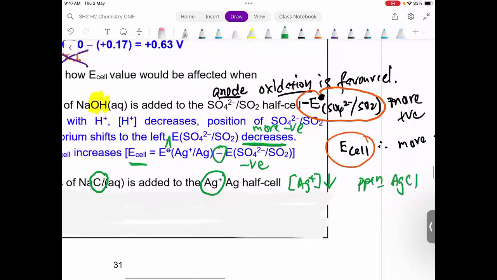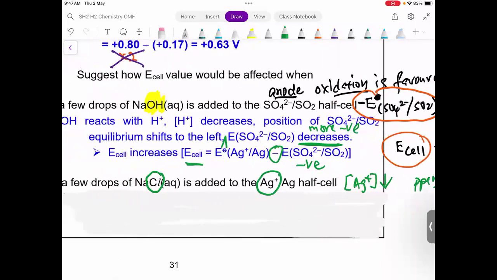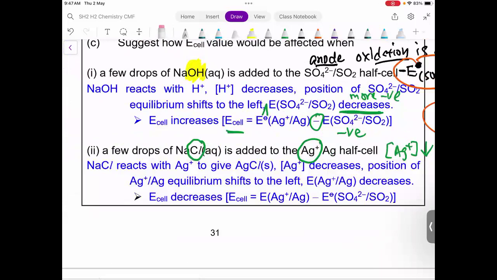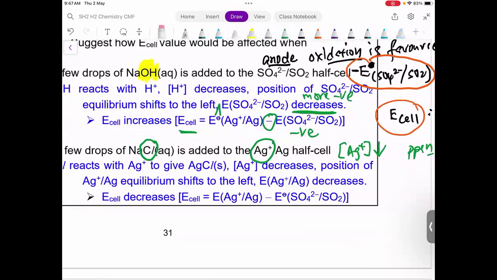Okay, so when this drops, does it favor the reduction process or less favor? It will favor the reduction process less. So this means that your E value, the reduction value, will become less positive. Right? So this is what is going to happen. Okay, so it's less favored due to the decrease in concentration of silver plus. So it will shift left. Okay, so E value will decrease or become less positive. So this will become less positive as well.